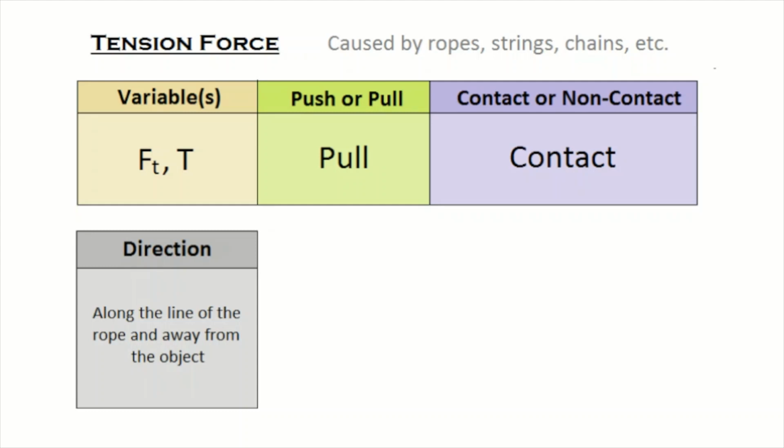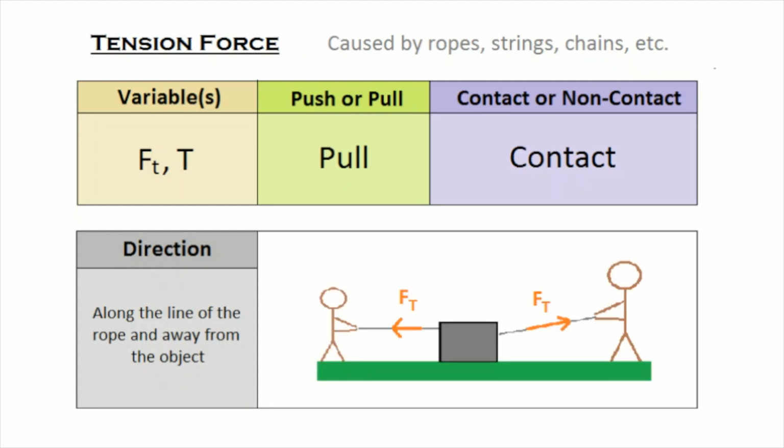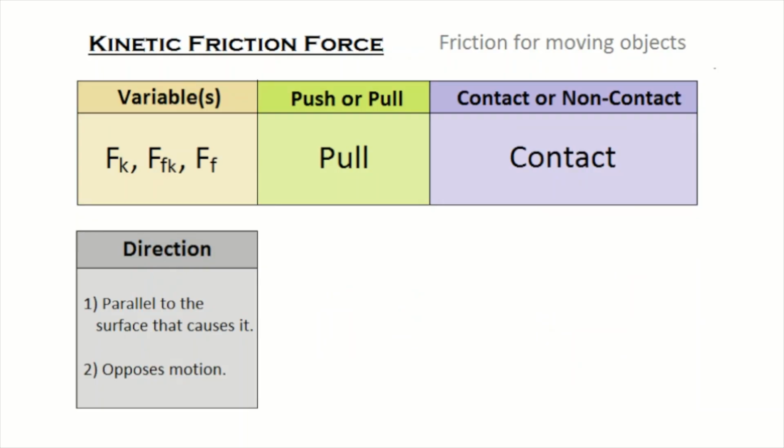Direction is along the line of the rope and away from the object. I like this tug of war example as proof of that. Here we have 2 people using ropes tied to a box, and they're pulling in their respective directions. Notice that the tension forces they apply are along the line of their respective ropes and away from the object in the middle.